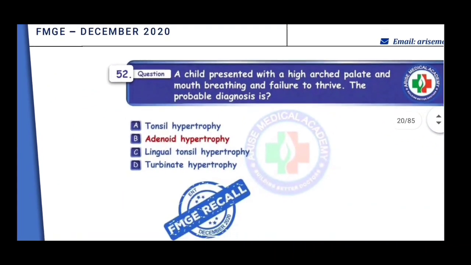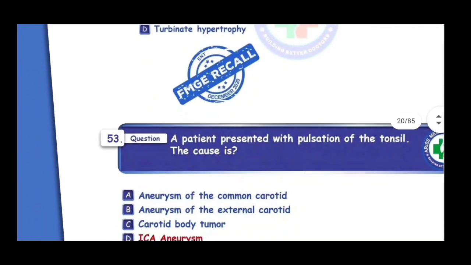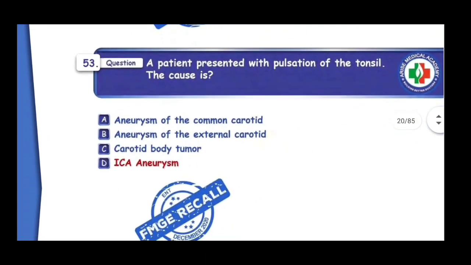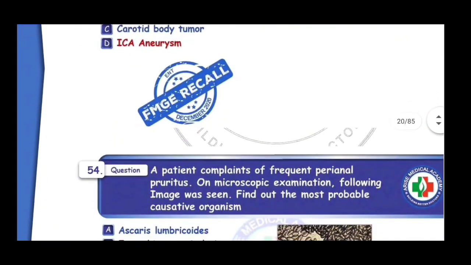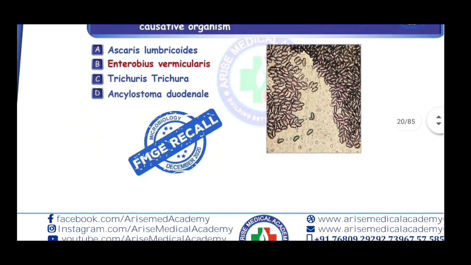A child presented with a high arched palate, mouth breathing and failure to thrive. The probable diagnosis is adenoid hypertrophy. A patient presented with pulsation of the tonsil. The cause is an internal carotid aneurysm. A patient complained of frequent perianal pruritus. On microscopic examination, the following image was given. Find out the most probable causative organism. So this is Enterobius vermicularis.